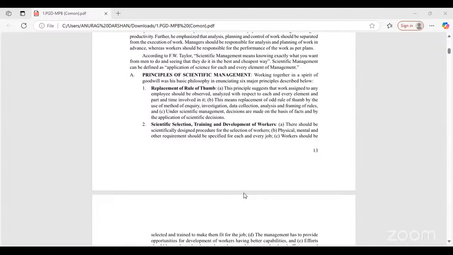Now, coming to the principles of scientific management, we have the replacement of rule of thumb. So, this principle suggests that work assigned to any employee should be observed and analyzed with respect to each and every element. Okay. And it involves the time taken by the employee to complete it, how much time he's putting in to complete the task. All these things should be applied. Okay, and scientific selection, training, and development of workers. So the selection process should be designed scientifically, and the physical and mental requirements should be specified.